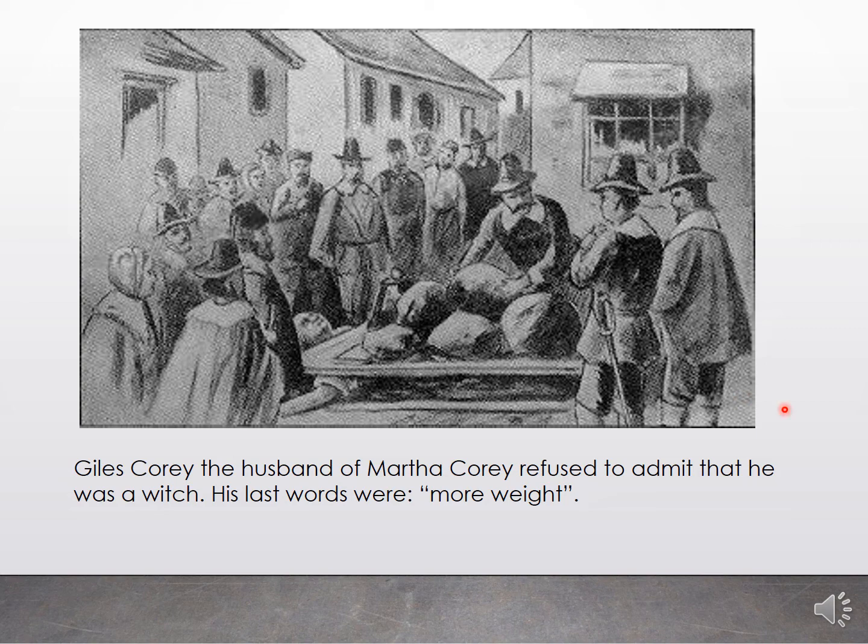All right, so here you have an artist rendering image of poor Corey Giles, or Giles Corey. He was the husband of Martha Corey, and he was one of the 20 people who were accused and executed for witchcraft. 19 of the 20 were hung. Giles Corey was the only one that was actually crushed to death by stone. And so he had a particularly gruesome fate.